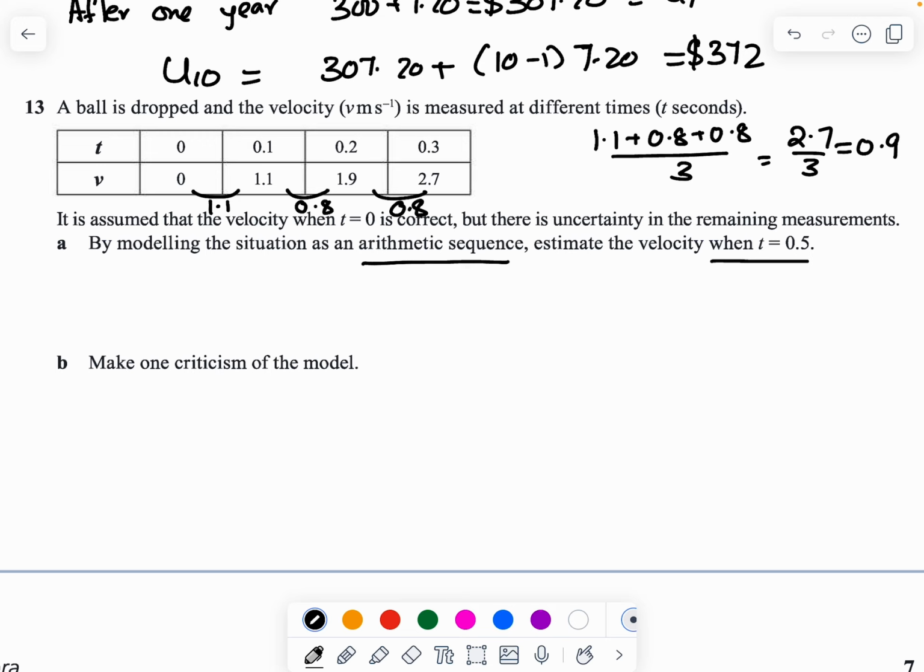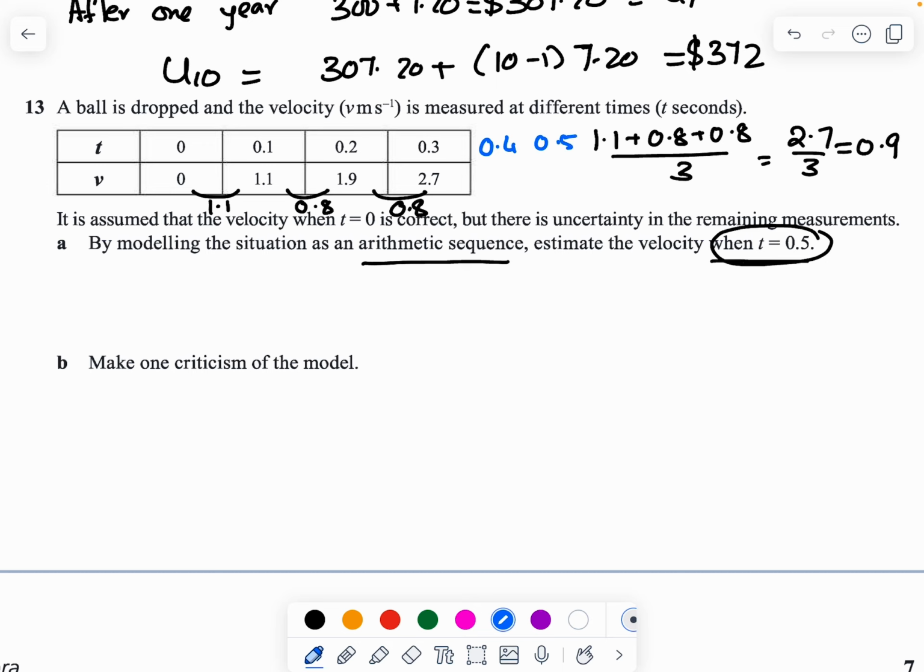Now t equals to nothing but 0.5. Now what is he asking? We are looking for, by modeling the situation in an arithmetic sequence, estimate the velocity when t equals to 0.5. So this is 0.4 and this is 0.5 time. Over here it will be 0.4 and 0.5.